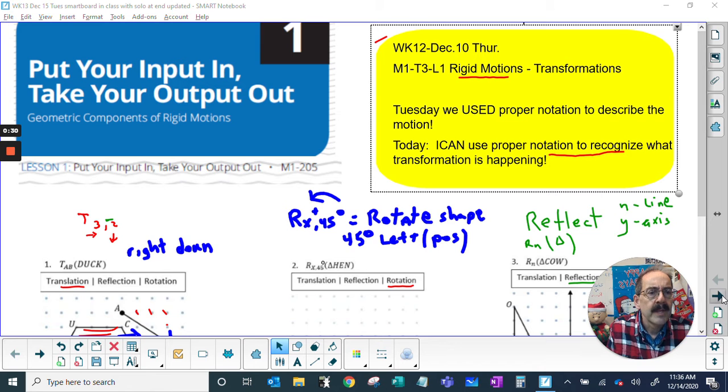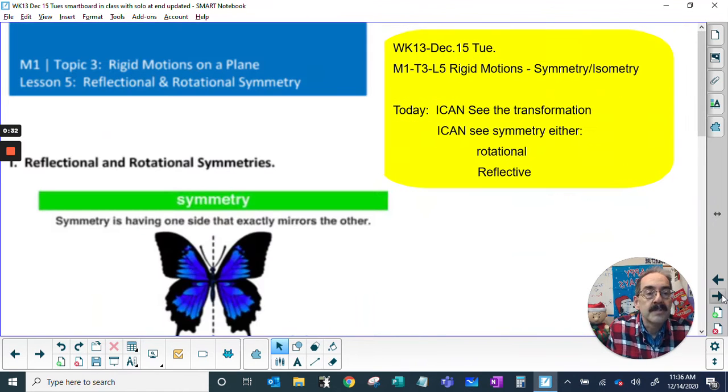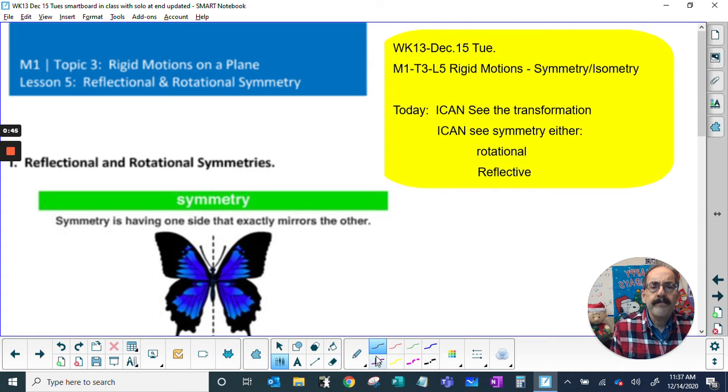So today we want to start talking about symmetry. We're on lesson 5 of rigid motions. And this idea of symmetry is either rotational or reflective. So the first thing we want to do is make sure that we all have a good definition of symmetry. What does it mean to be symmetrical?